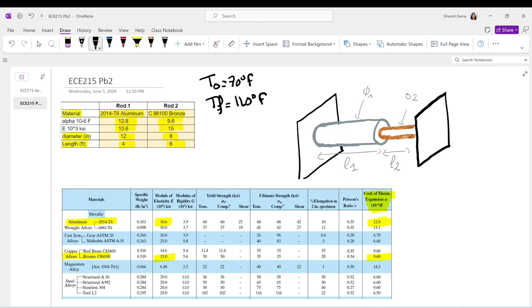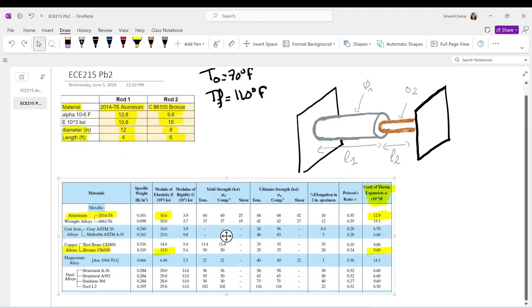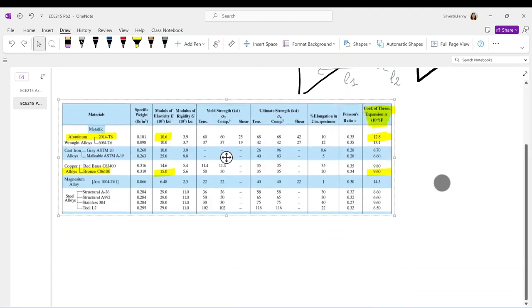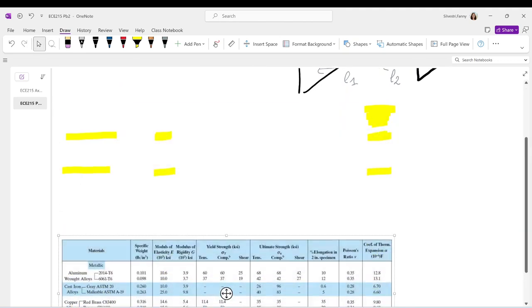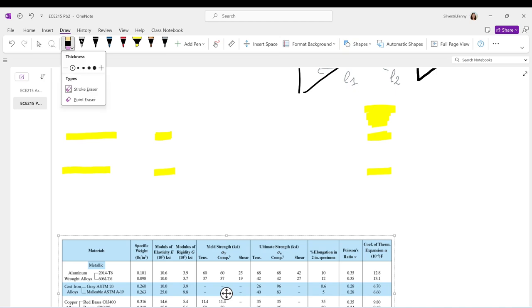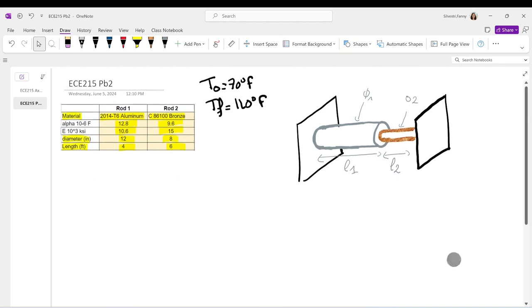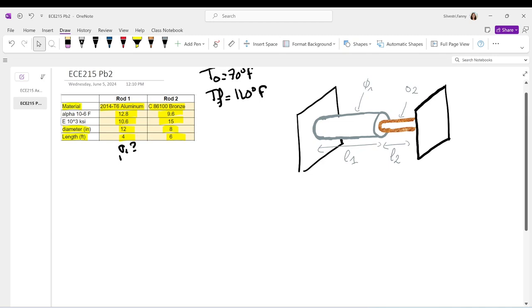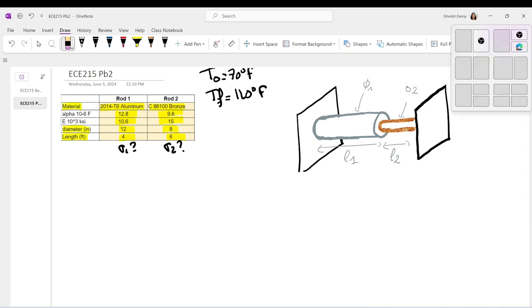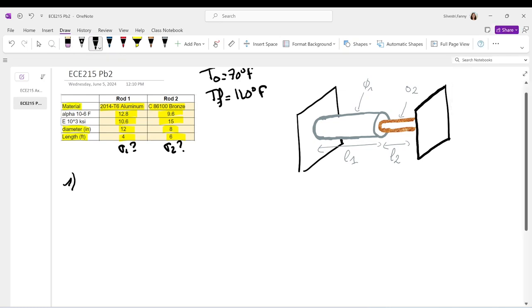Now that we learned how to use it, let me move that down so we can write everything else, and let's work. Remember the questions? What are sigma 1 and sigma 2? Before we get to sigma 1 and sigma 2, we have two steps. The first step will be to find the expansion due to the temperature.